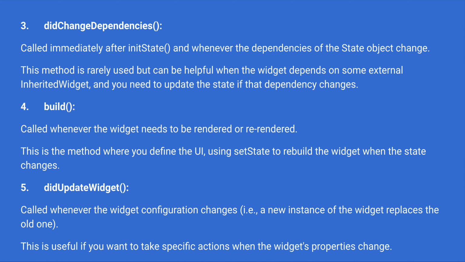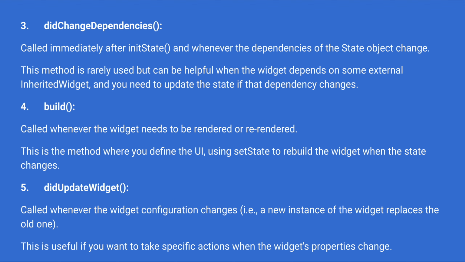The didChangeDependencies method is called immediately after initState, and whenever the dependencies of the state object change. This method is rarely used but can be helpful when the widget depends on some external inherited widget and you need to update the state if the dependency changes. Then the build method. Build is called whenever the widget needs to be rendered or re-rendered. This is the method where you define the UI, using setState to rebuild the widget when the state is changed.